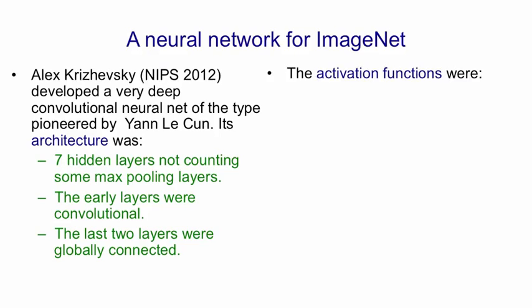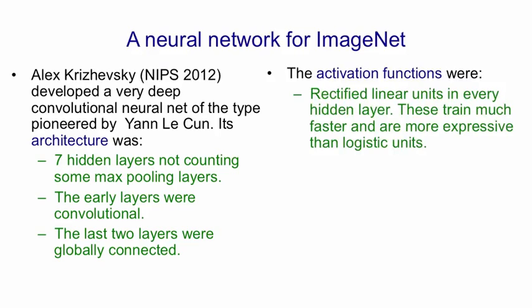The activation functions were rectified linear units in every hidden layer. These train much faster than logistic units, and they're more expressive. Most of the people seriously applying deep neural networks to real images to do object recognition have now switched to rectified linear units.